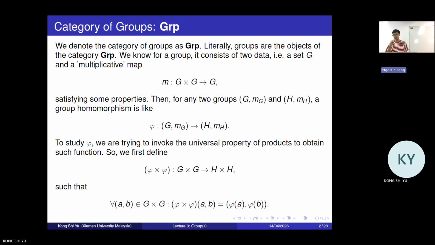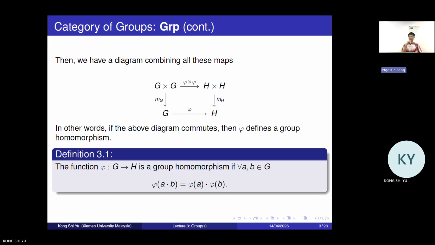Then for any two groups G and H, we can form a homomorphism between them, and we call it phi. Now we can define a map, phi cross phi, that takes G cross G to H cross H, acting on the tuple: if I input A, B from G cross G, where A and B are from G, the output is phi A and phi B, just taken component-wise. Then we have this diagram.